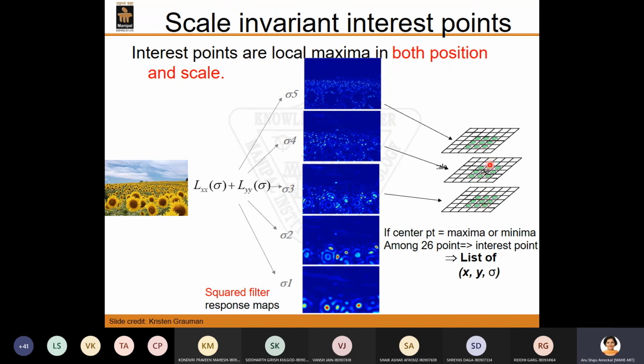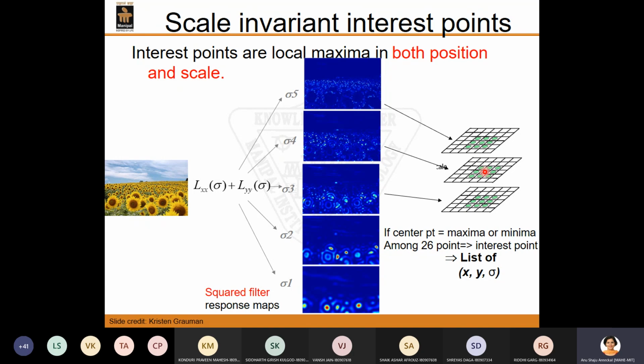Now, once I have the neighborhood information, I try to calculate the extrema among these 26 neighbor points. Extrema means it could be either the maxima or the minima, right? And if the center pixel under consideration is either the maxima or the minima among the 27 points in total, then it is considered as an interest point.